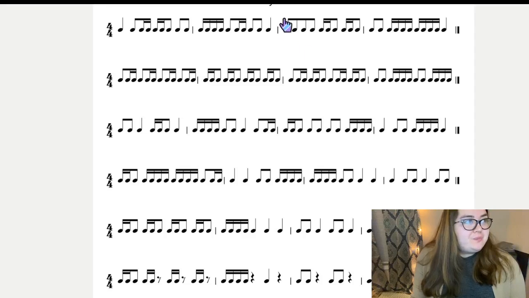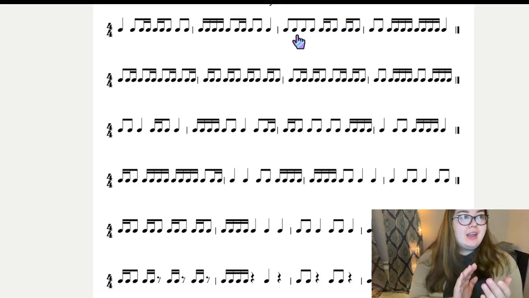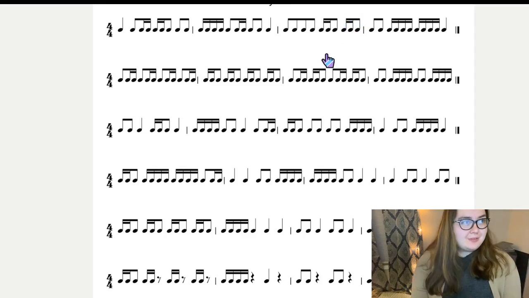Here we go. We're going to learn this measure. Looks familiar, right? Rhythms look familiar? Here we go. 1 and 2 and 3 and 4 and. So you think about it, it's just the same rhythm repeating, and then the same rhythm repeating. Right, 4 times. Here we go.